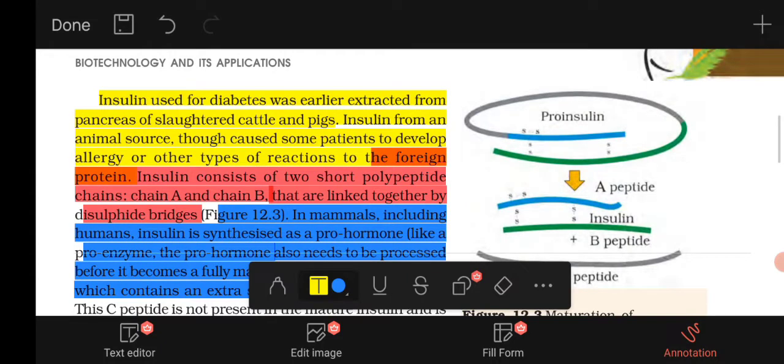The blue color is peptide A, that is the A chain, and the green is chain B or B peptide. But in the inactive one, the first one, proinsulin or a prohormone, there is a gray part between A and B, between blue and green. This is called a C peptide, and this C peptide is not present in the mature form.